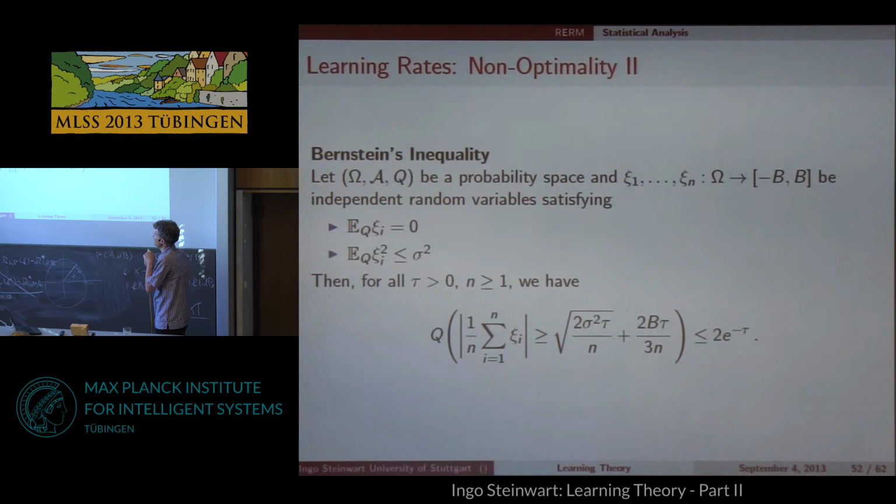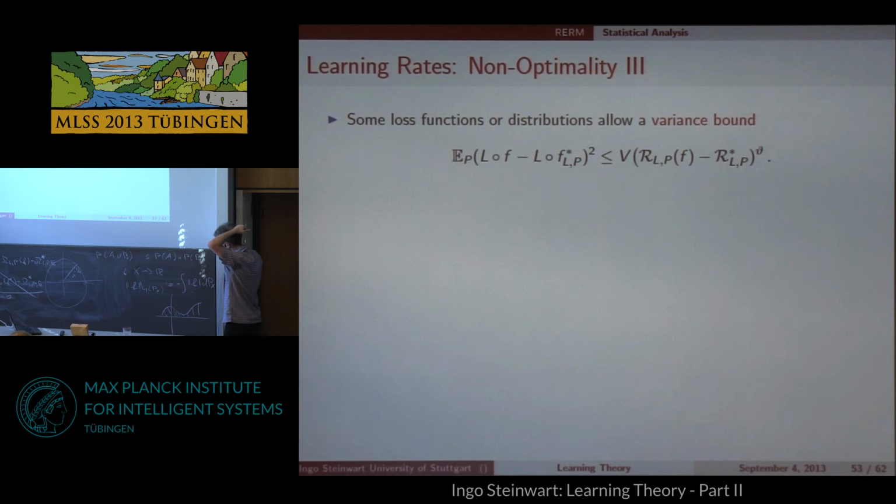Both inequalities in their proof actually use the same kind of proof technique, but because the assumptions are slightly different, you get slightly different results. Okay, so why may this other concentration inequality help?